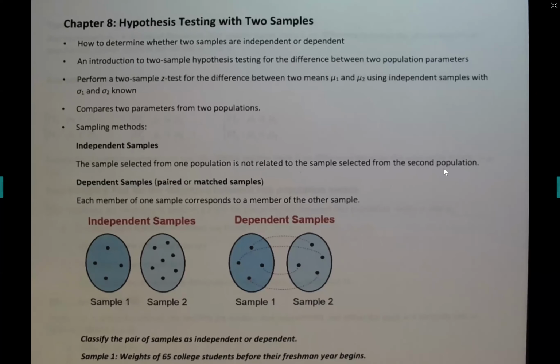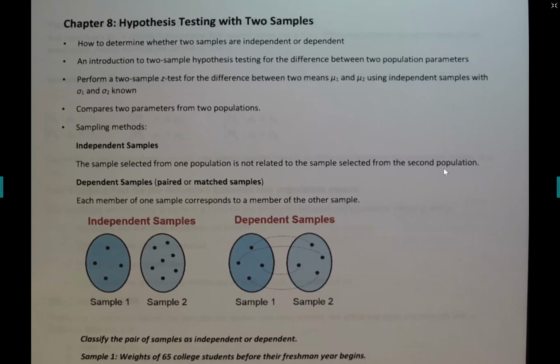So in chapter 7, guys, we did hypothesis tests with one sample only. We get one sample and then we study just this sample, and we try to make a conclusion about the population. In chapter 8, we're going to be comparing two samples. So we're going to be doing hypothesis tests with two samples to compare two populations.